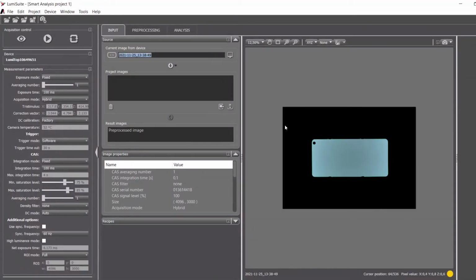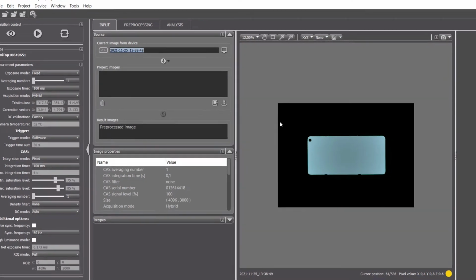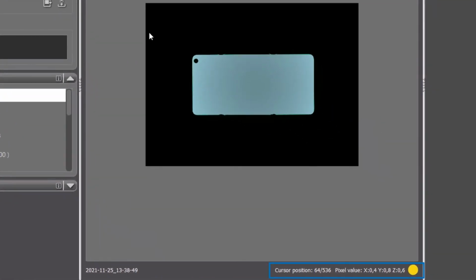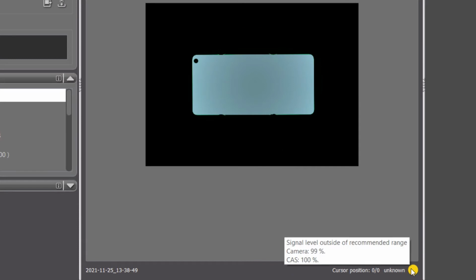You can check if your image is overexposed by looking at the signal level indicator at the bottom right corner of LumiSuite. If it is yellow, it means the signal level of the camera and the spectrometer are outside the recommended range. If you point your mouse over it, you can see that the signal level of camera and CAS are nearly 100%. That means the sensors are oversaturated.